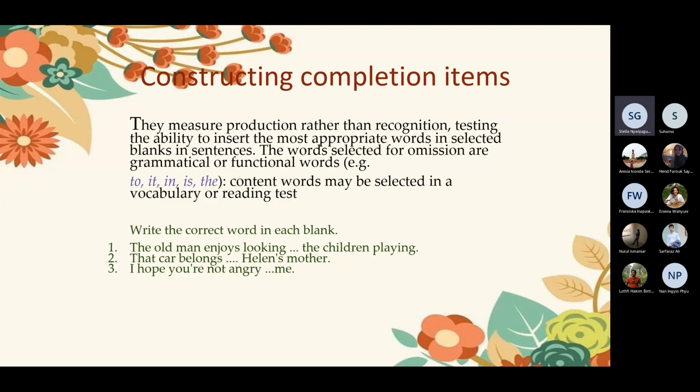These ones now are, for example, in a reading test, you might have your learners completing a test like this. If you look at the example there, the old man enjoys looking maybe after children playing. So what is happening here is that your learners will need to complete such an item. So that is just another way of constructing a multiple choice test.